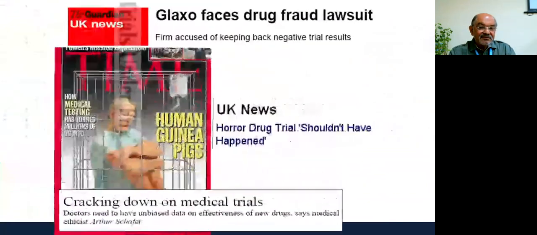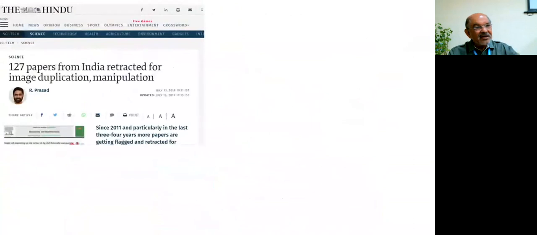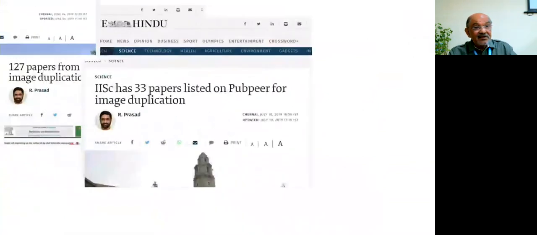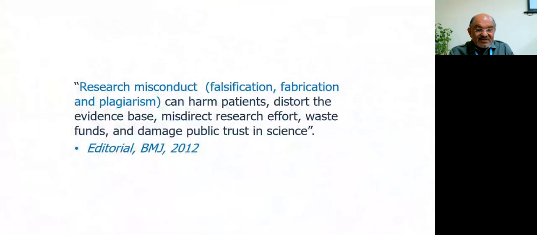And the other problem is all the misconduct that takes place. And it's not only in foreign countries, it's all over. India is very, very common. Lots and lots of reports of plagiarism from the highest institutions in the country. So the problem is research misconduct harms patients, distorts the evidence base, misdirects research effort, wastes funds, and erodes public trust in science. So this is the world that you have inherited.